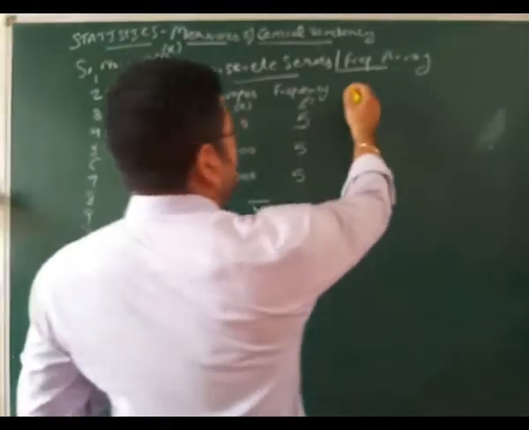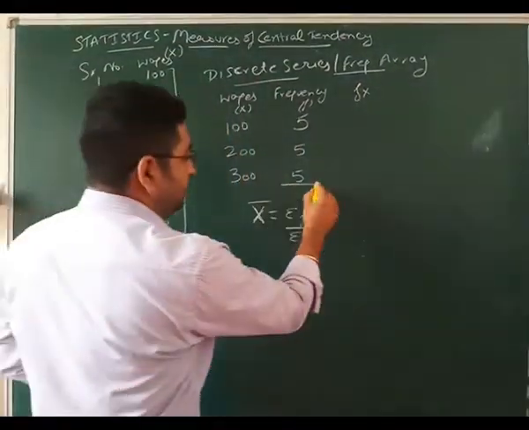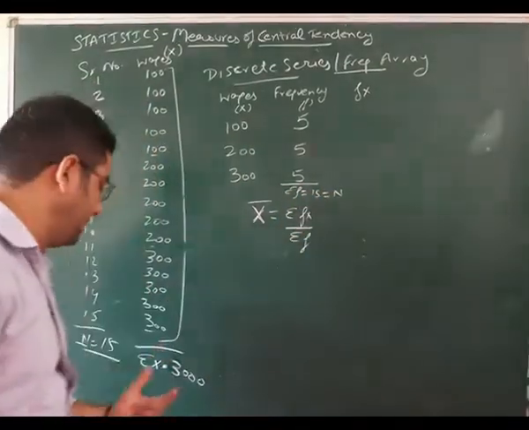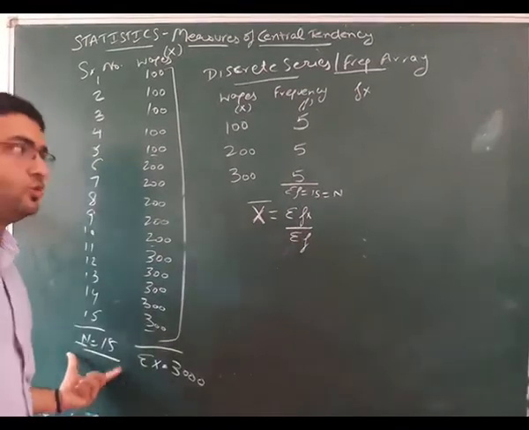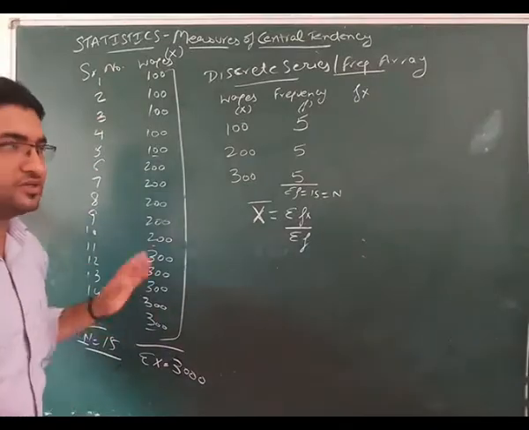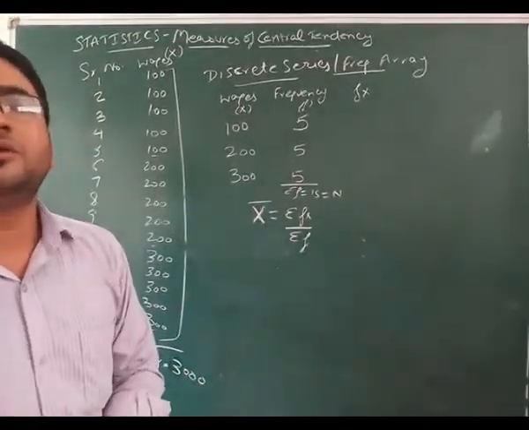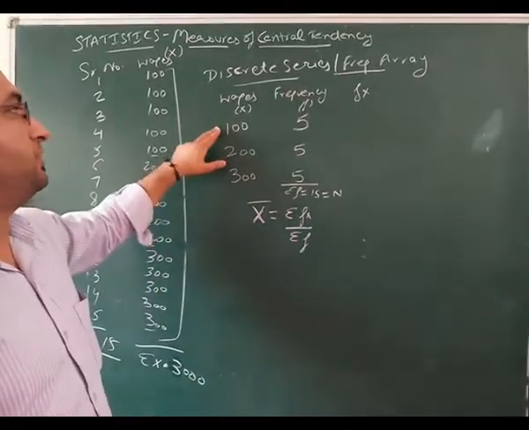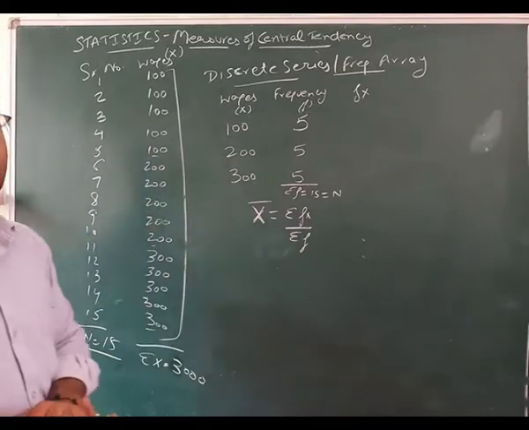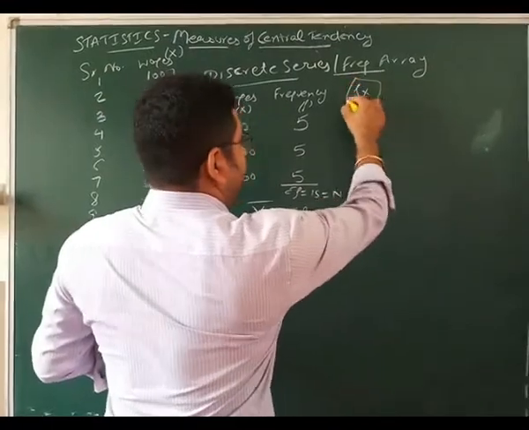Now let us see why we have taken this formula summation fx upon summation f. See, summation f comes to be 15. It means this is equal to n. The n we found earlier, 15 people, has become our summation f, because now I am not individually counting this. I have compiled this. I have grouped this data on the basis of a common thing. That is 100 rupees wage, which is common to 5 people. 200 is common to another 5, and 300 is common to another 5. Getting my point?